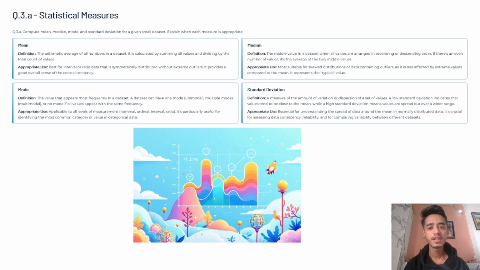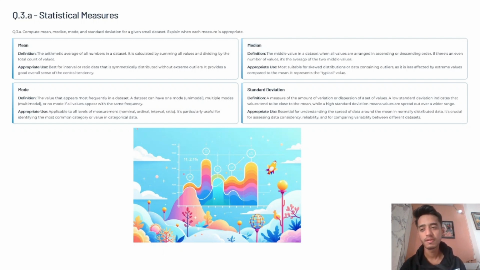So hello everyone, in this video we'll be covering the solution for question 3 of the endsem. So let's see the question. The first part states: compute mean, median, mode and standard deviation for a given small dataset. Explain when each measure is appropriate.